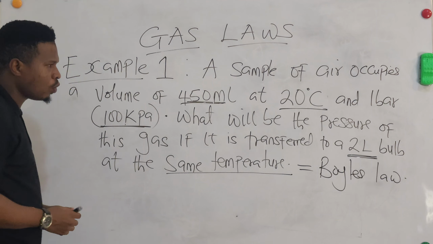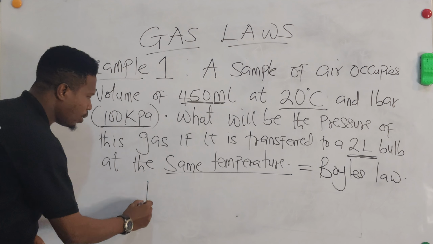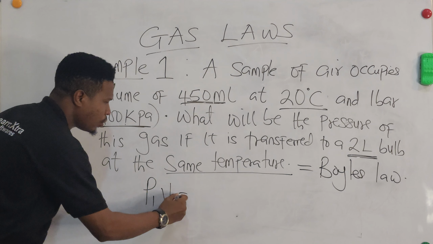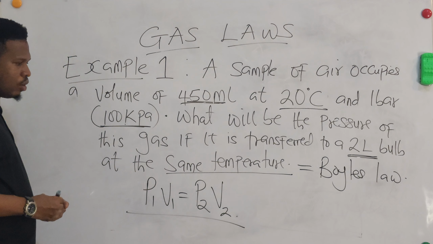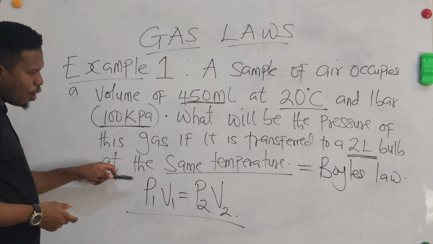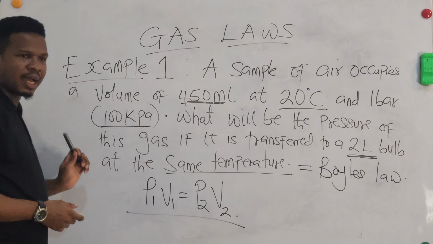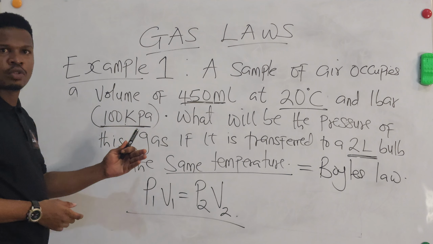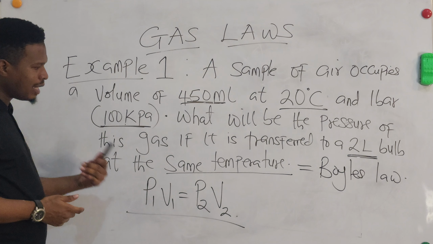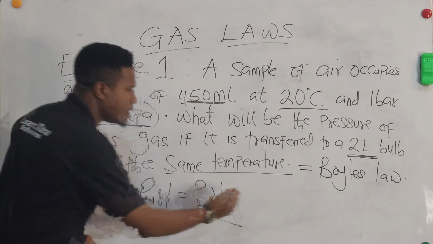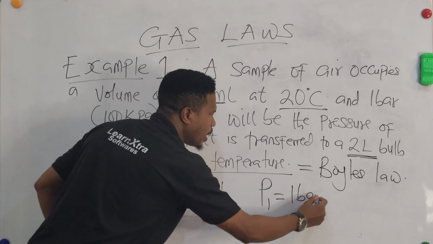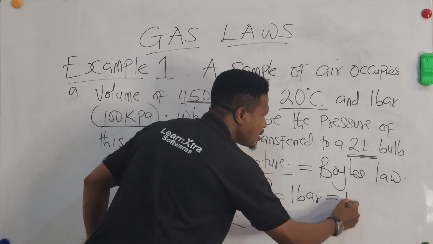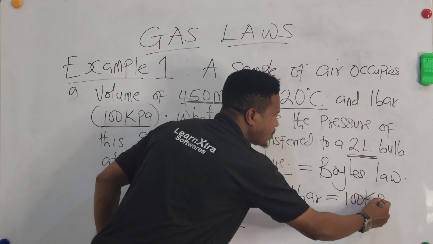So from this question, we know that Boyle's law is this. From what I told you, this is Boyle's law. So you have to make sure that all the parameters are intact before you can solve. So how do you get the parameters? P1 has been given to you as 1 bar, which is the same thing as 100 kilopascal.